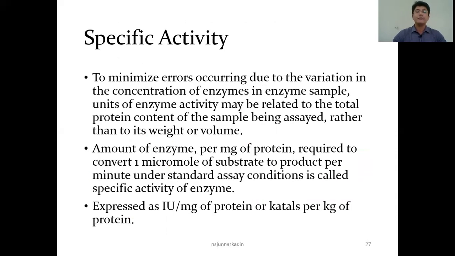Specific activity. To minimize the errors occurring due to the variation in the concentration of enzymes in an enzyme sample, units of enzyme activity may be related to the total protein content of the sample being assayed, rather than giving weightage to its weight or volume used in the enzyme assay. The amount of enzyme per milligram of protein required to convert 1 micromole of substrate to product per minute under standard assay conditions is called the specific activity of the enzyme. It is expressed as international units per milligram of protein or katals per kg of protein.